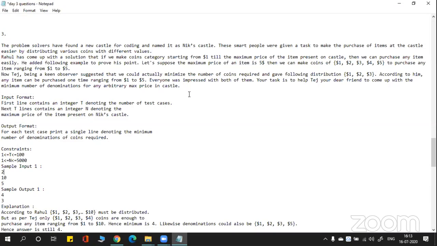You might have come across this type of question earlier. Actually, this is very easy. We'll try to solve it now. First, let us understand this question. What is given? I just need to find the minimum number of coins.